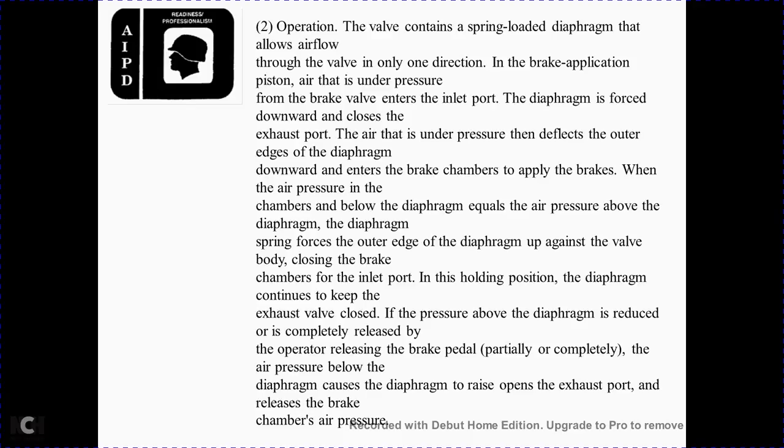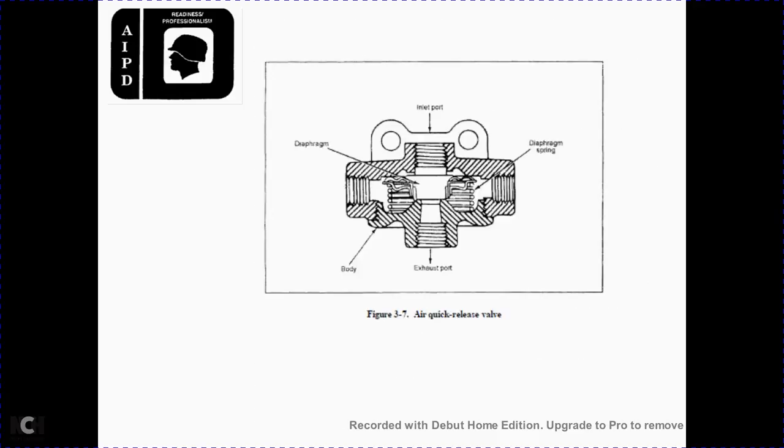When the pressure above the diaphragm is reduced, by releasing the brake pedal partially or completely, the air pressure below the diaphragm causes the diaphragm to raise, opening the exhaust port and releasing the brake chamber's air pressure.